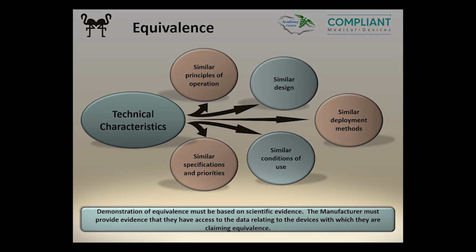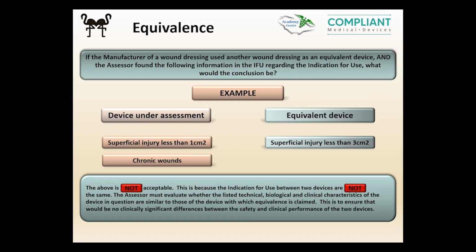Demonstrating equivalence must be based on scientific evidence. The manufacturer must show evidence that they have access to data relating to the device for which they are claiming equivalence. And a notified body assessor will expect to see scientific evidence supporting the equivalence claim. Let's explore equivalence by taking an example of a very simple device, a wound dressing.